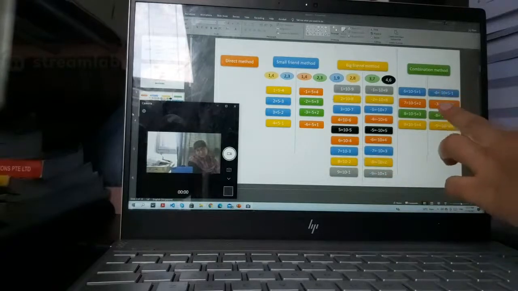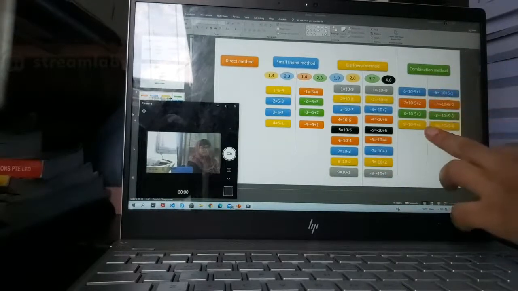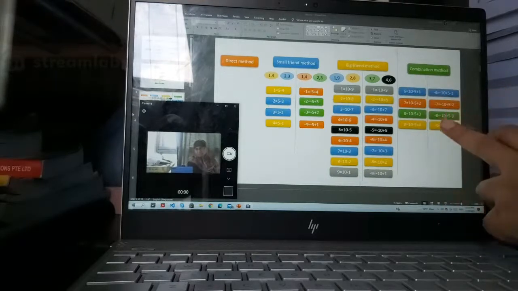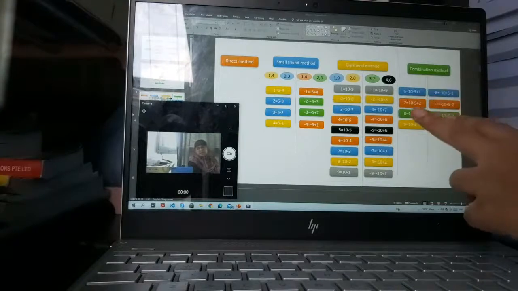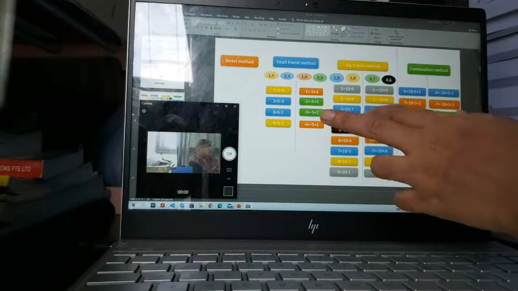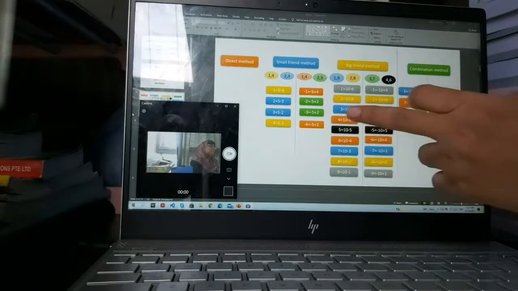So next we have the combination method. In the combination method, we will take the help of both 10 and 5 to get our required number of beads. The combination method is a combination of both our big friend and small friend methods.